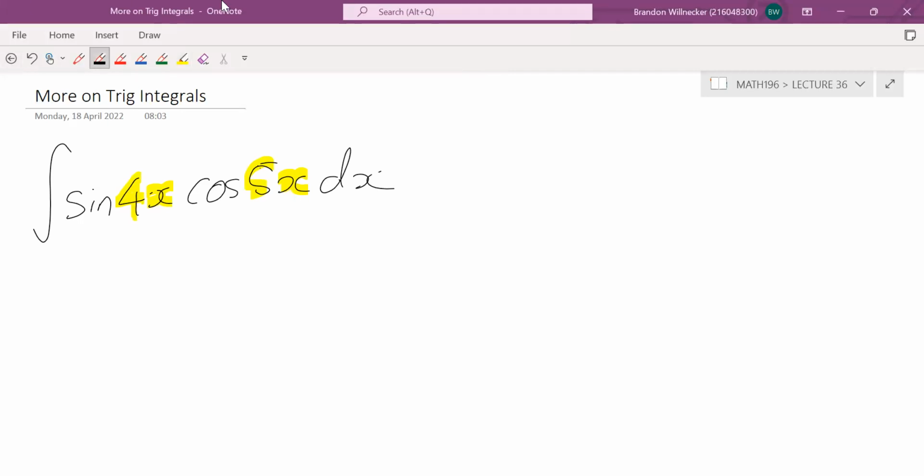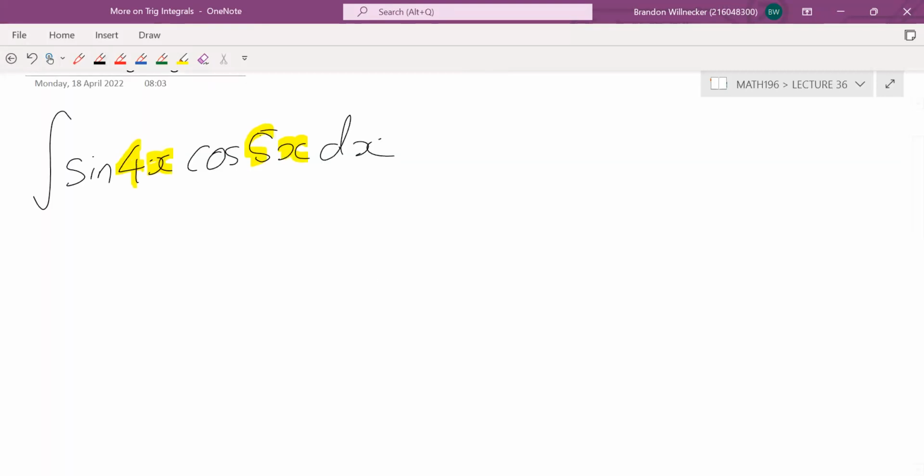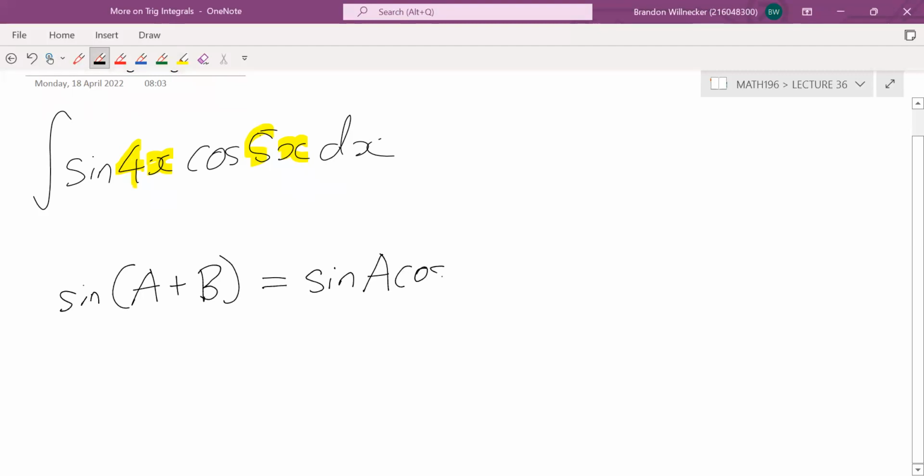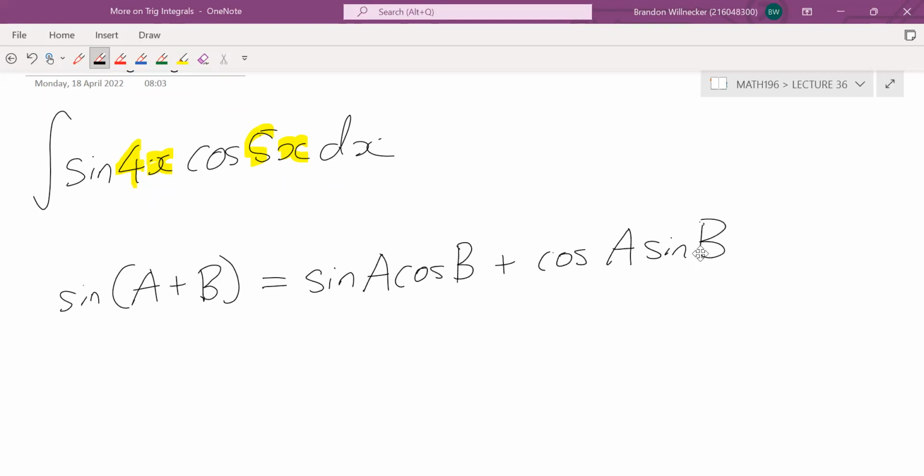So before we get onto this example, let's just look at our sum angle identities and minusing angles identities with sine and cosine. So we have sine A plus B. If we're taking the sine of two angles being added, we know that we can separate this out using an identity. So that's going to be sine A cos B plus cos A sine B. And notice that this first term, the sine A cos B, looks very similar to what we have in the integral. We've got sine 4x cos 5x. So if A is 4x and B is 5x, you see we've got something like that there.